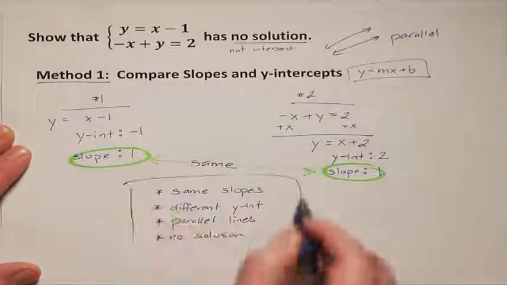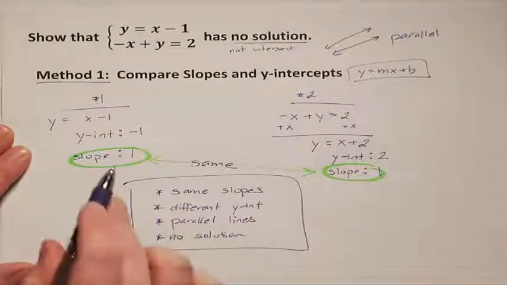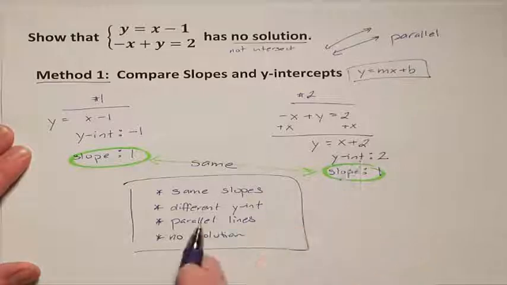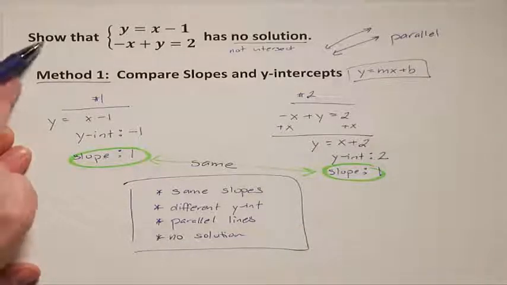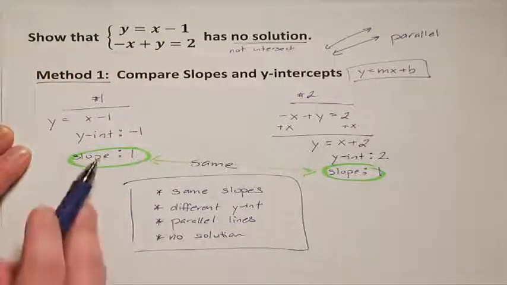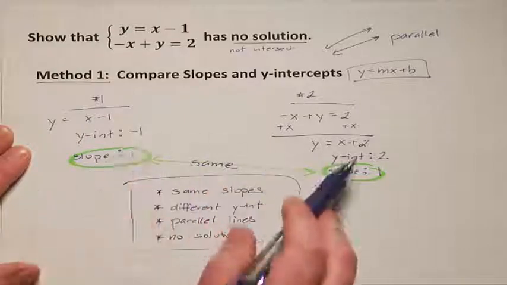And so I would list off all those answers. Because the slopes are the same but the y-intercepts are different, I know that they are going to be parallel. And if they're parallel, they'll have no solution. So I just showed that these are parallel and they have no solution because the slopes are the same and the intercepts are different.